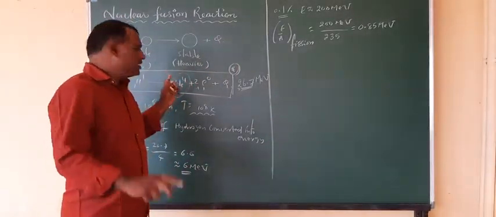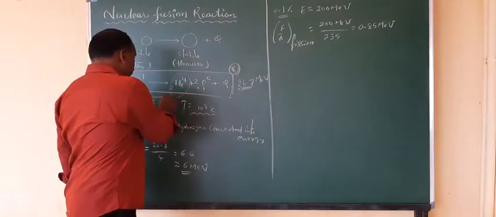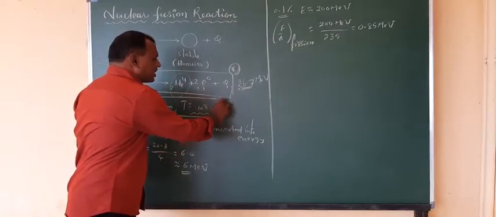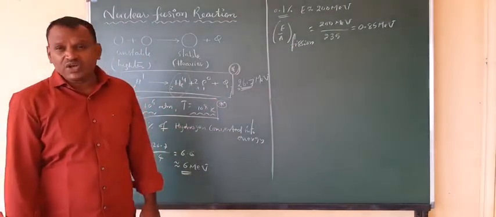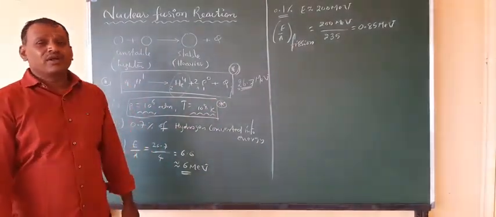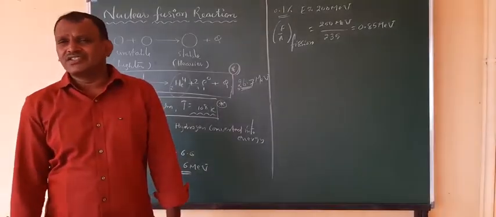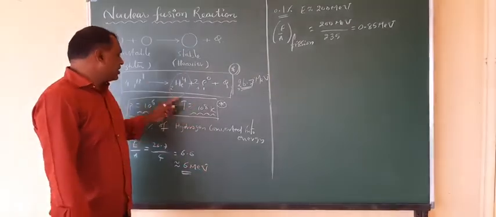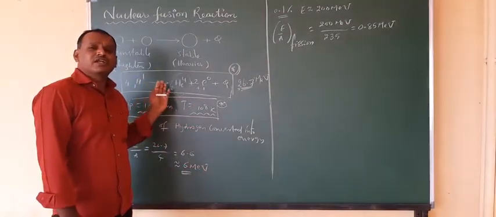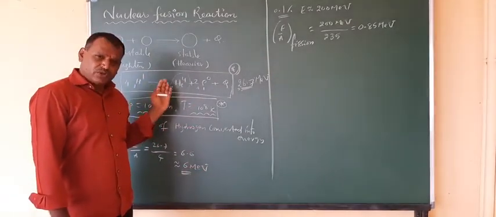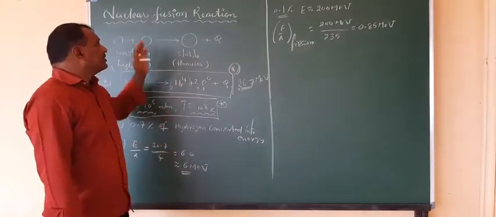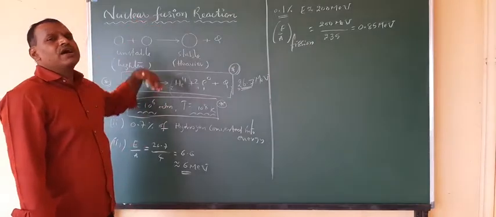reaction. But it is very important to note that the temperature and pressure must be maintained in this order. That is, 10 power 6 atmospheres of pressure is required, and the temperature is also very high, in the order of 10 power 8 kelvins. Under these conditions only, protons get fused, forming a helium nucleus, a helium atom. So this is the definition of a nuclear fusion reaction.